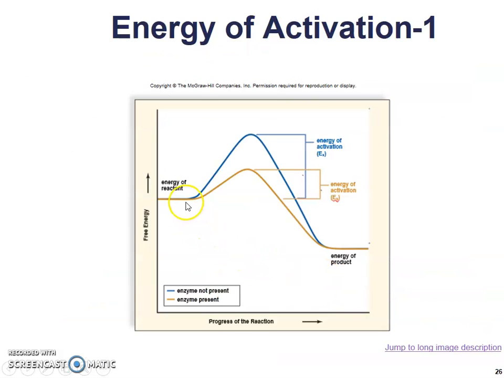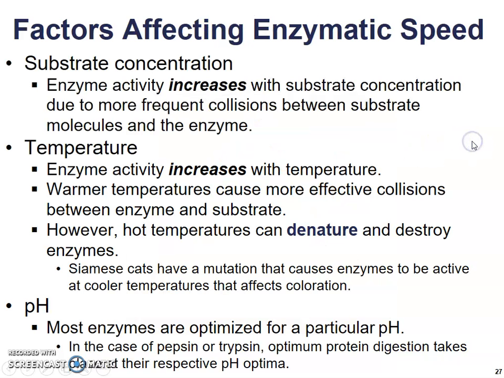So here we have an energy activation chart or graph. The orange line is when the enzyme is present, and you'll notice that the amount of energy required is a lot less than when the enzyme is not present.